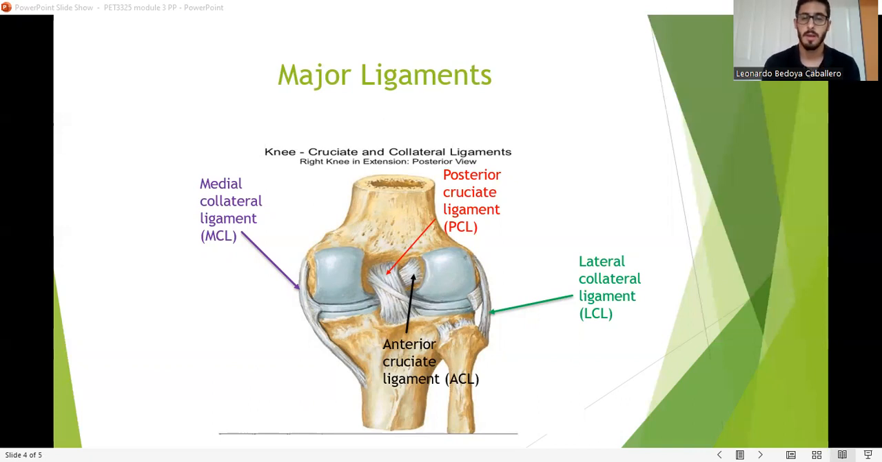The medial collateral ligament or tibial collateral ligament helps to resist forces that push from the lateral side, and it's connected to the medial epicondyle of the femur and medial condyle of the tibia. And the lateral collateral ligament or fibular collateral ligament helps resist forces that push from the medial side and is connected to the lateral epicondyle of the femur and head of the fibula. So the posterior cruciate ligament, anterior, medial, and lateral.